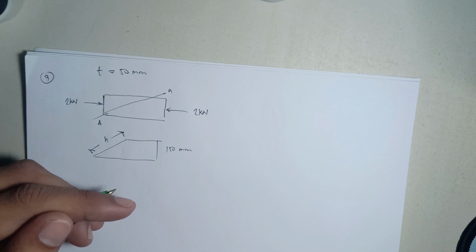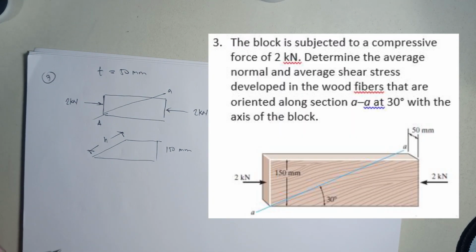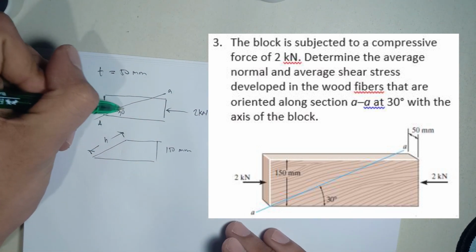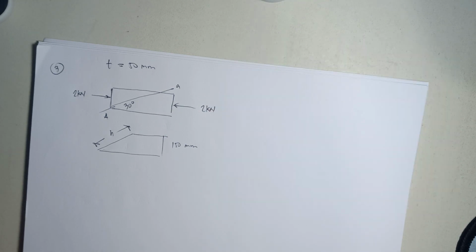So, guys, number 3 naman tayo. So, basahin ko muna ulit. The block is subjected to a compressive force of 2 kilonewtons. Determine the average normal and average shear stress developed in the wood fibers that are oriented along section AA. So, may section AA tayo at 30 degrees with the axis of the block. So, this is 30 degrees. Yun. So, ngayon, isolve natin yung normal stress along section AA.